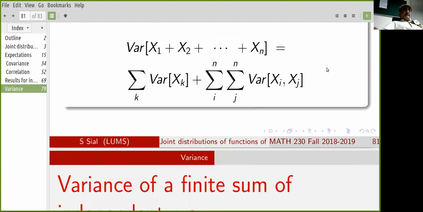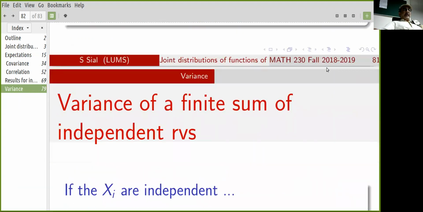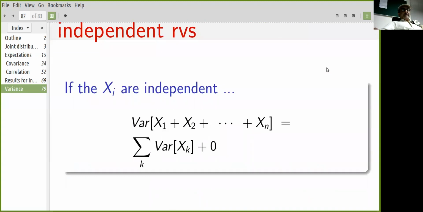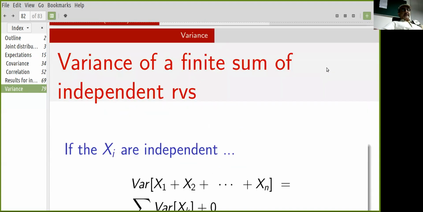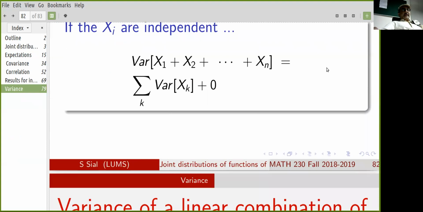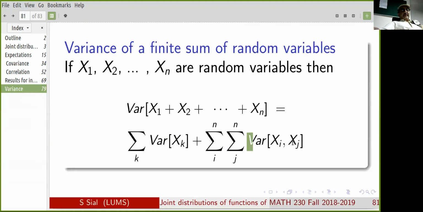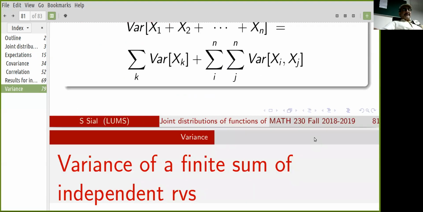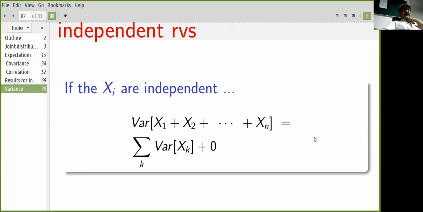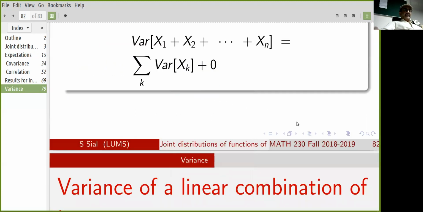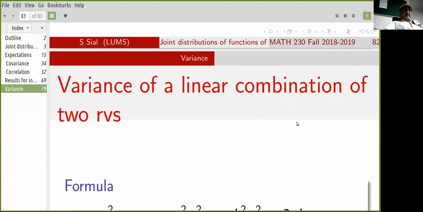Okay, so if you have the variance of a sum of independent random variables, then this term over here with the extra terms, well, not really extra terms, these terms are required when they're not necessarily independent, but if they are in fact independent, then the variance of a sum of random variables which are independent is just the sum of the individual variances.